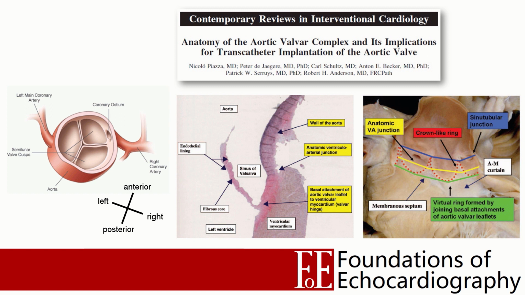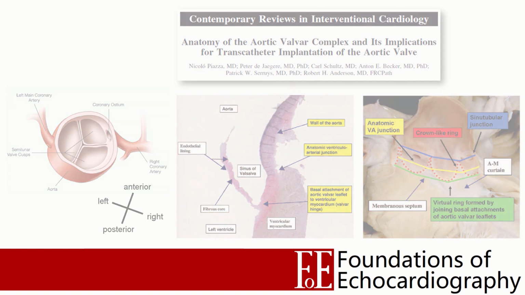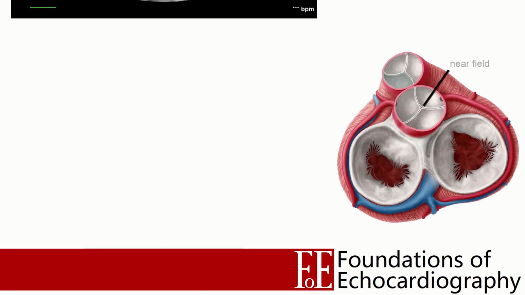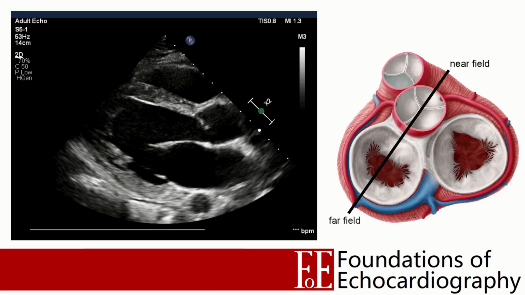In healthy individuals, the aortic valve has relatively thin leaflets, and the central image here is a histology of the aortic root and valve, and you can see that the fibrous aortic valve leaflet is in continuity with the sinus of Valsalva. So in our Level 1 scan we're going to be able to visualise the aortic valve in a number of our standard views.